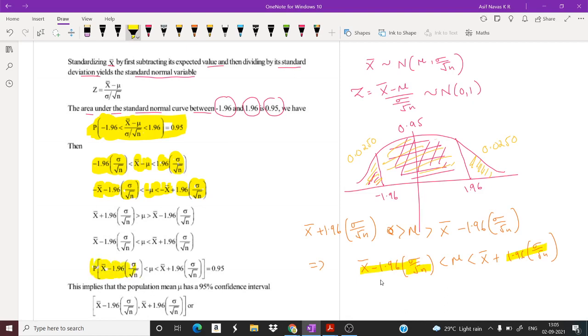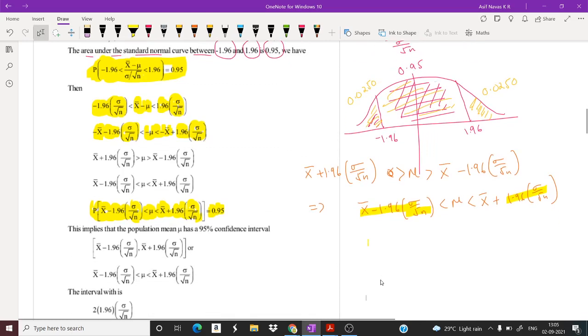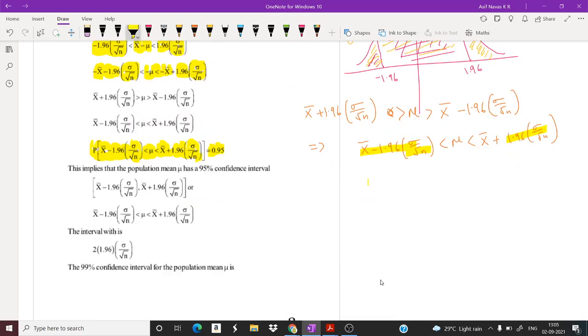So the probability of x bar minus 1.96 sigma by root n less than mu less than x bar plus 1.96 sigma by root n is 0.95. So this implies that the unknown population mean mu has a 95% confidence interval x bar minus 1.96 sigma by root n, x bar plus 1.96 sigma by root n.